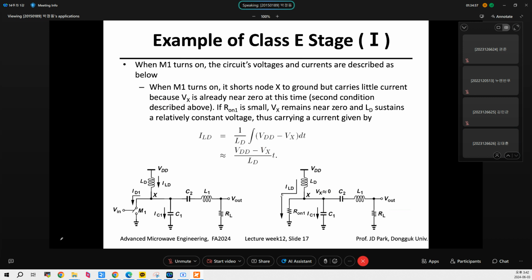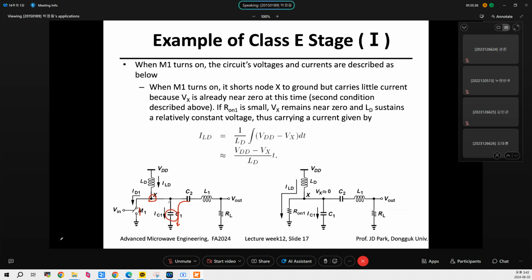When M1 turns on, the circuit's voltage and current are described as below. So when M1 turns on, it shorts X to ground, but carries a little current at the beginning, because this is abruptly changing, and with this, the current is already conducted through here. So Vx becomes already near 0.